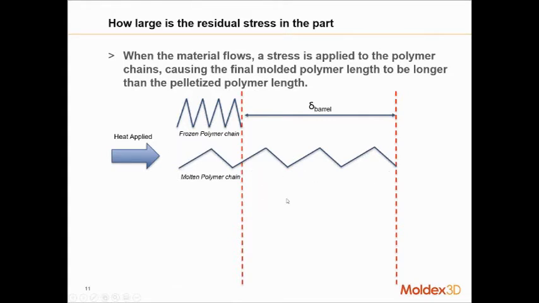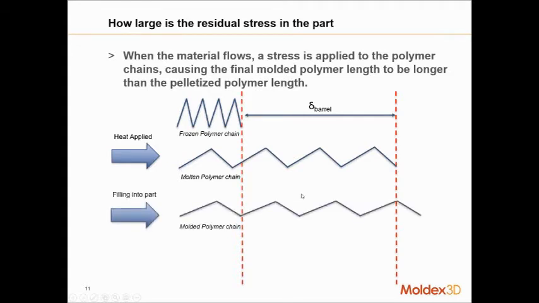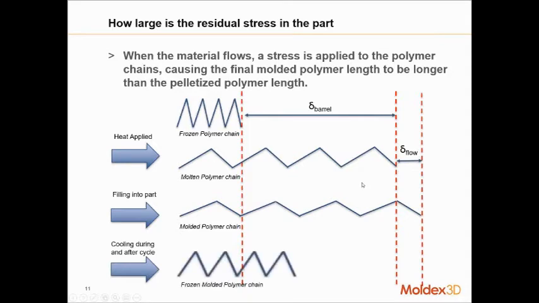Now, when we actually go to mold this, we're going to apply some sort of stress to the polymer chain, and that polymer chain will actually extend a little bit further. I'll call that delta flow. So the individual polymer chains that this chain is entangled in, or maybe even just a physical pulling of this polymer chain during the process, is going to cause it to extend even further than when we went from a frozen state to a molten state.